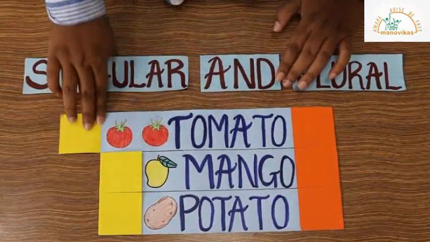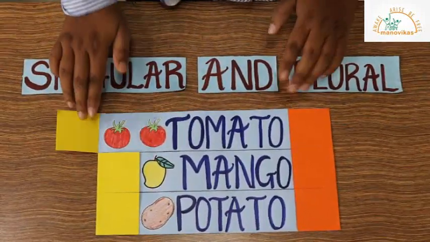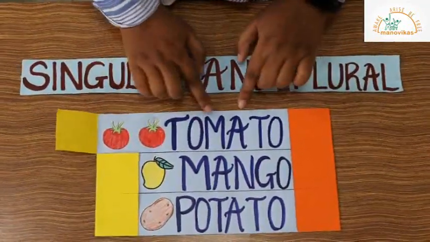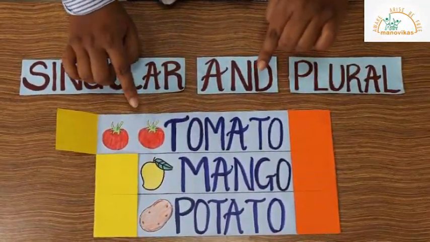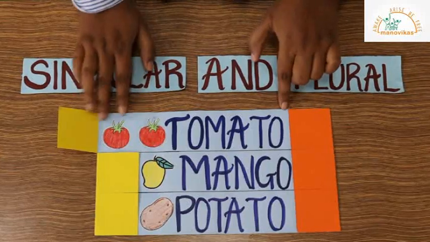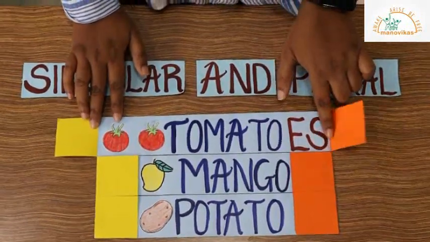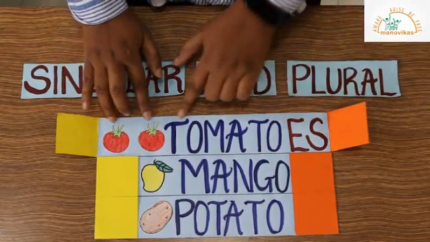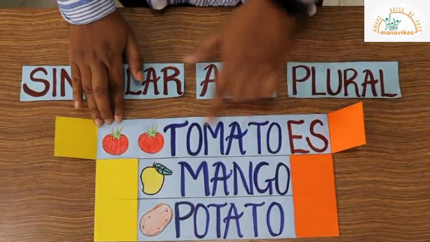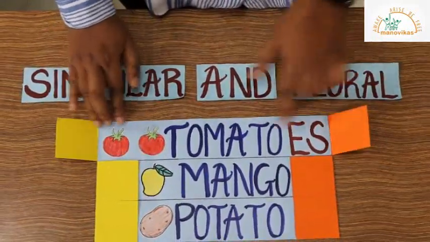Here you can see a picture of another tomato, which makes it tomatoes. Now a rule says that the words that end in O form their plurals by adding es. So here we have the plural form of this word tomato, which makes it tomatoes.